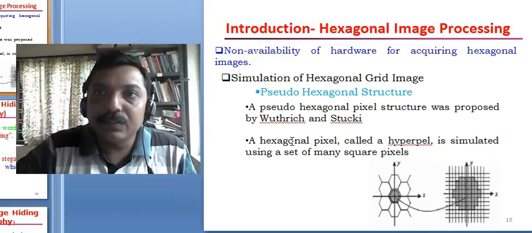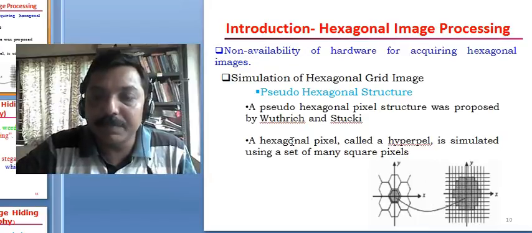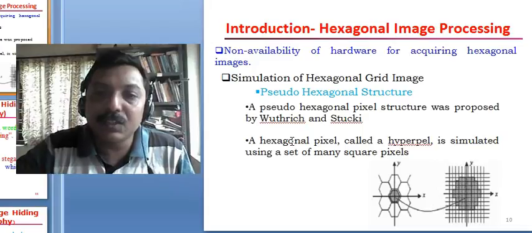And some methods are available nowadays for this resampling or conversion from a square-shaped image to a hexagonal pixel image. And out of these, I'm just explaining now one simulation method, which is known as a pseudo-hexagonal structure, because in our work we are using a pseudo-hexagonal structure image to hide an image.